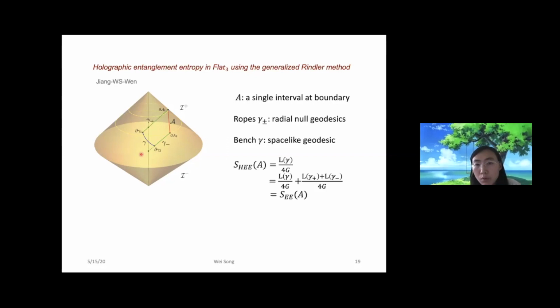So next we will try to understand more properties of this geometric picture and how to determine it in a more general setup. Are there any questions so far?